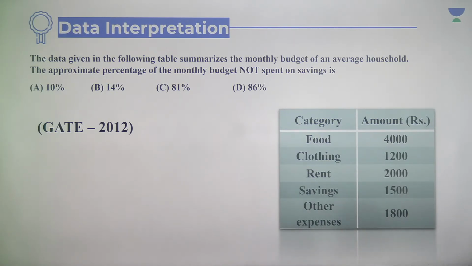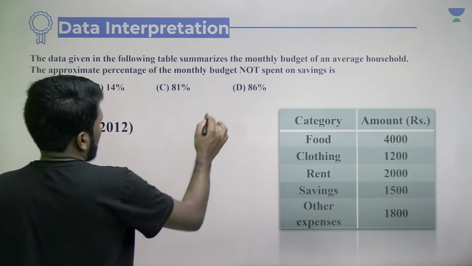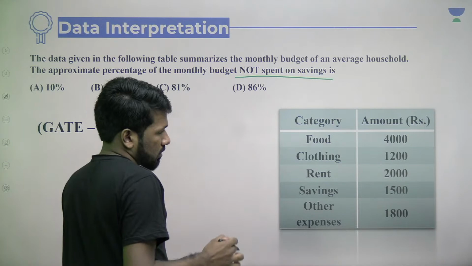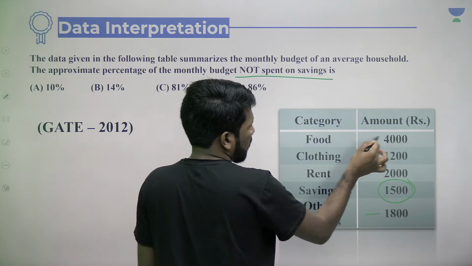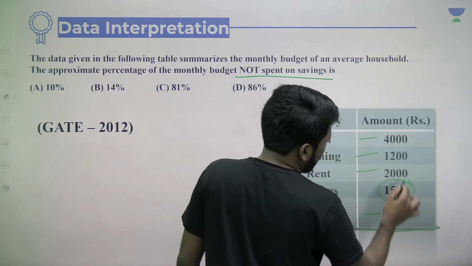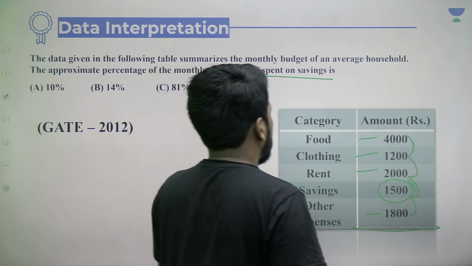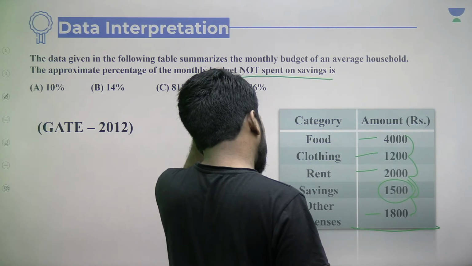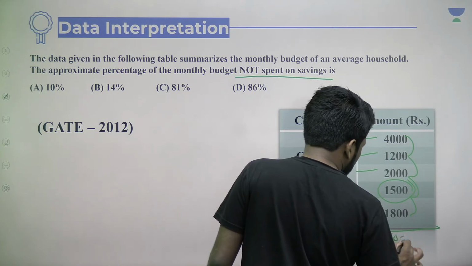You can use a complement idea to answer this question faster. What is a complement idea? The data given in the following table summarizes the monthly budget of an average household. The approximate percentage of the monthly budget not spent on savings. Spent on savings is clearly 1,500, so not spent on savings is all the rest. The best thing to do is add all these up. When you add it up, what will you get? 40, 60, 90, 105. 10500 you will get.